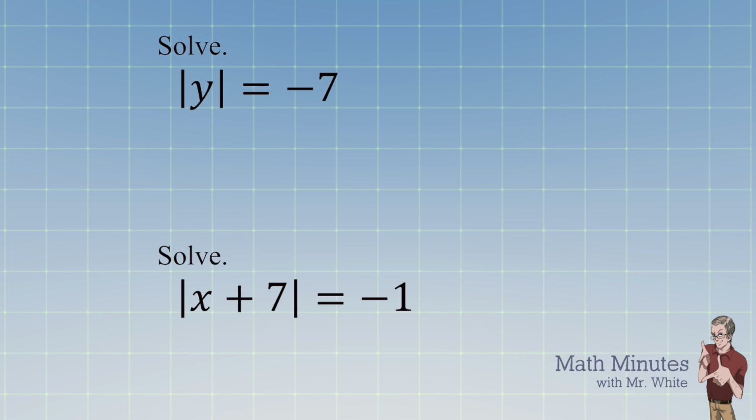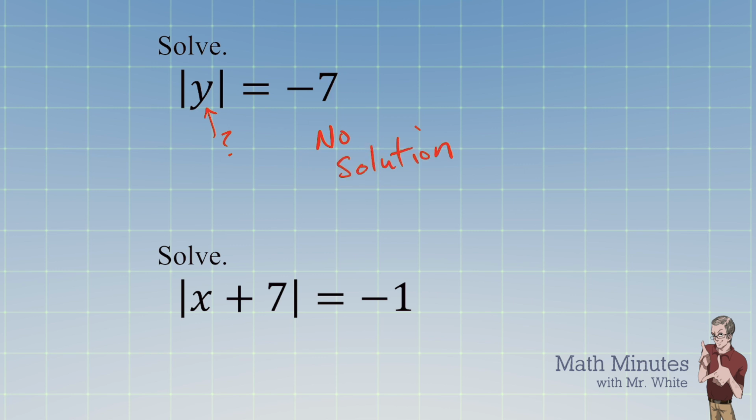Imagine if I said solve the absolute value of y is negative 7. So what value could we put in for y? What number could we put right in there that would give us an absolute value that comes out to be negative? The answer is never, right? There is no solution. There is no solution for y where this would ever happen.